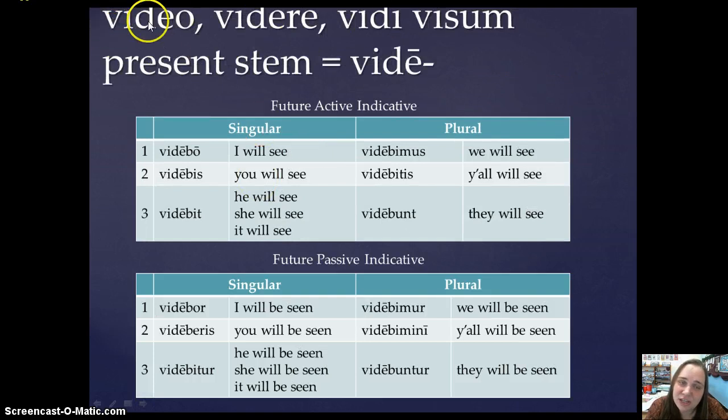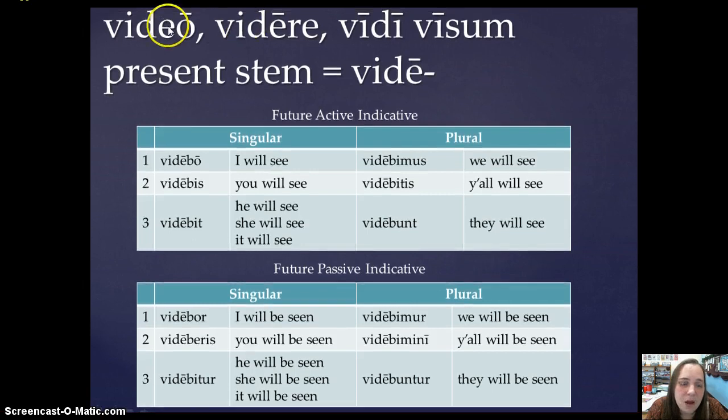Here's our second conjugation in the future, video, videre, vidi, visum, and here we're going to move this up a little bit. Our present stem, take off the -re from the second principal part, it gives us vide-. So we get videbo, videbis, videbit, videbimus, videbitis, videbunt, videbor, videberis, videbitur, videbimur, videbimini, videbuntur.